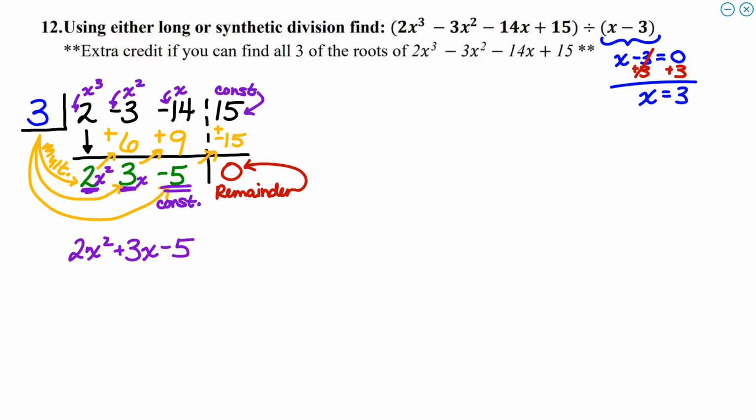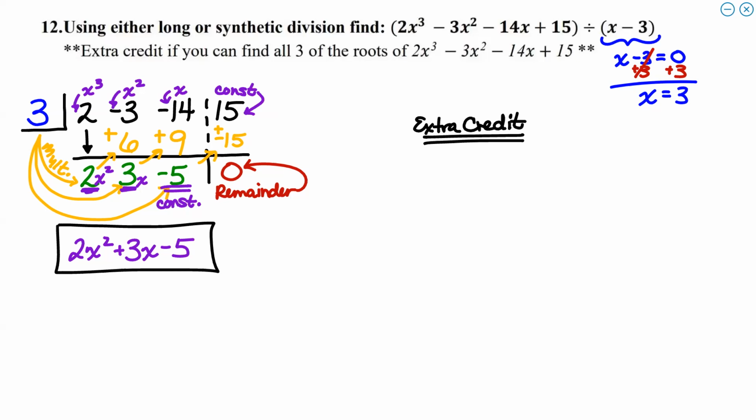Can I, for extra credit, do more with this? Yes. If I stop right here on the test, will I get penalized? Nope, you'll get full points right there. But let's look for the extra credit part. I don't throw around extra credit very often. You will get extra credit if you take this one more step. 2x squared plus 3x minus 5. How can I find the other roots? I have one of them already.